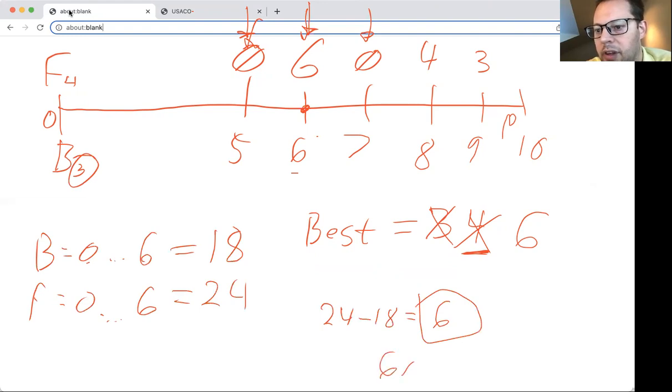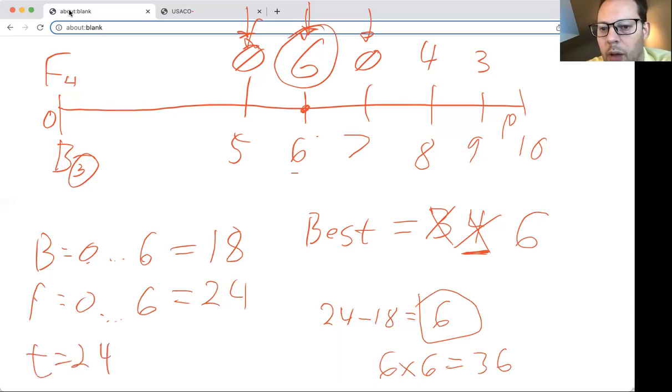And I'm going to have 6 times 6, which is 36, because the tastiness here is 6. So 6 times 6 is 36. That's going to put me at 24 seconds. If I have a time variable somewhere, t equals 24. And now Bessie and Farmer John are both at 6. I will find the next location, which is location 8. I know that the difference between 6 and 8 is 2.